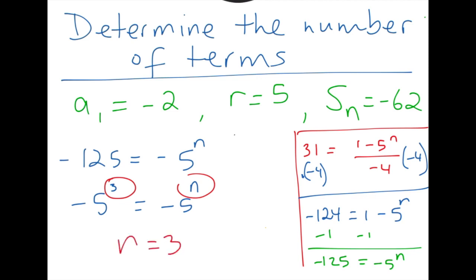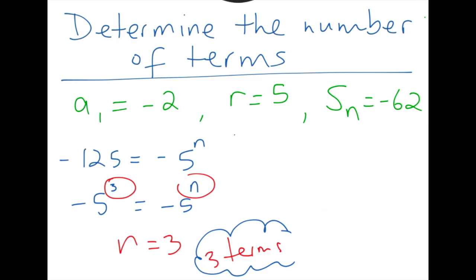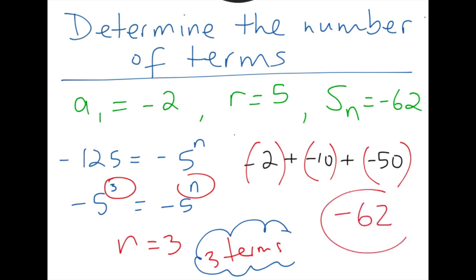So that means I have 3 terms. So what does that mean? That means if I start from term 1, if I start from -2, then I add the next term of my geometric sequence, and that would be -2 times 5, that would be -10, plus the next term, so that would be -50. Remember, I am multiplying by 5 each time. When I add these 3 terms, what do I get? I get -62, which is that.